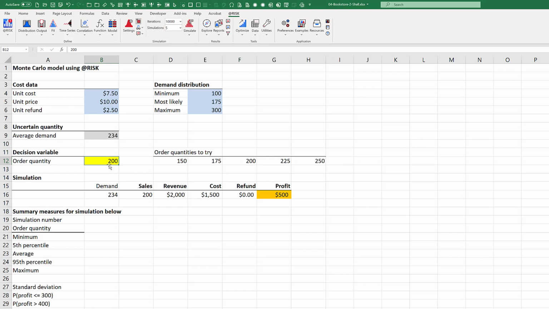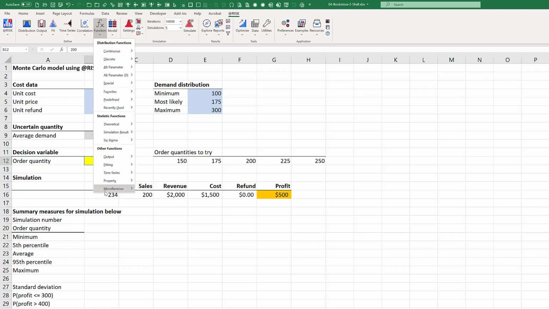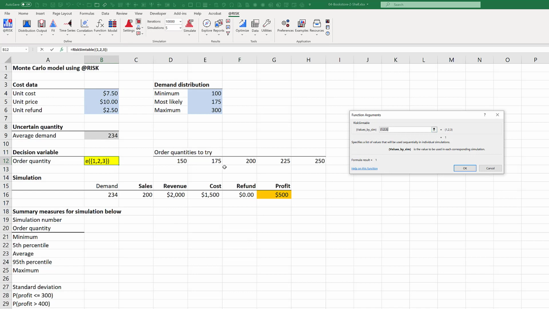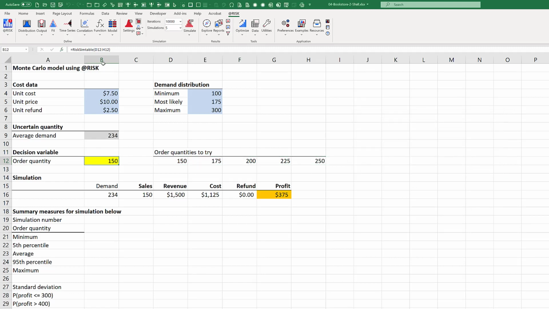And in Risk we have a function for that. It's called RiskSimTable. So select that. Now you have to specify the range from where the different values for this cell should come from. So now we have RiskSimTable of these. Now that's our output. Now we're going to run the simulation 5 times, each time with a replication of 10,000.